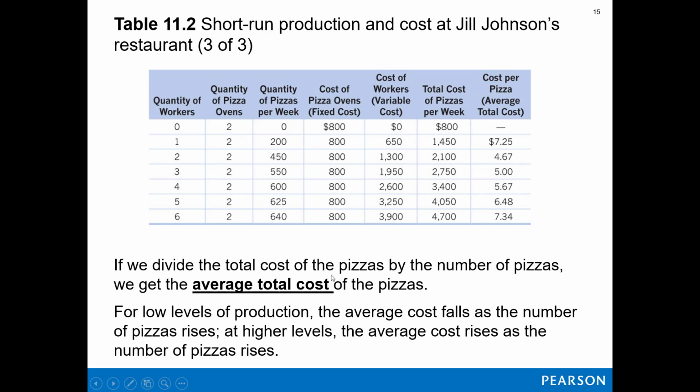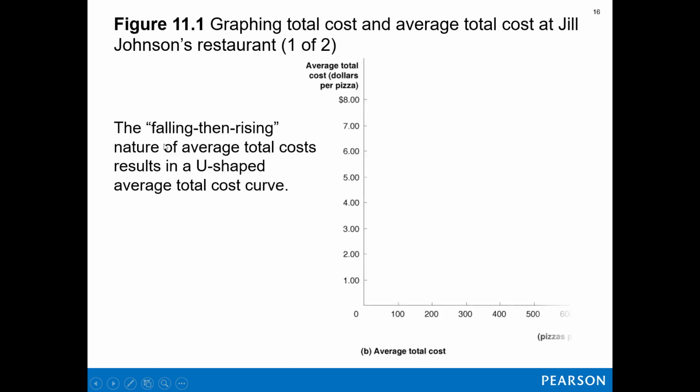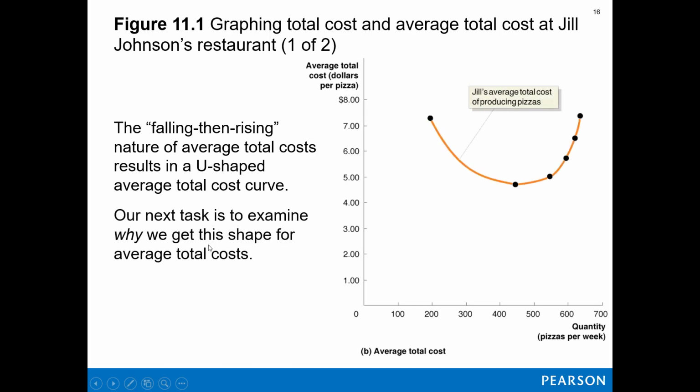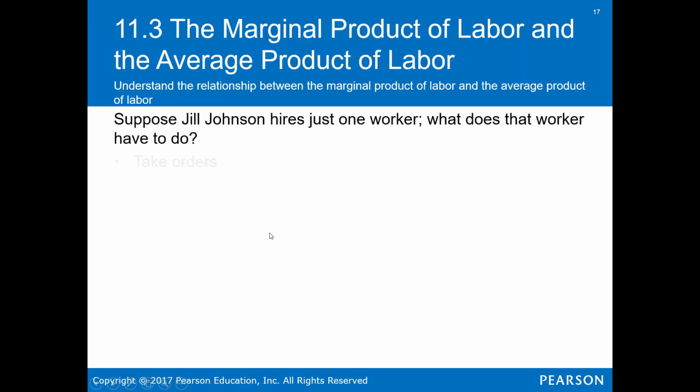If we divide the total cost of pizzas by the total number of pizzas, we get an average cost per pizza. At lower levels of production, the average cost falls as pizzas rise. At higher levels, the average cost rises as pizzas rise. The falling then rising nature of average cost makes a U shape. Our next task is to examine why there is a U shape for average cost.